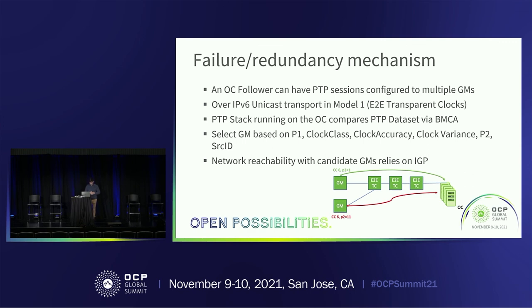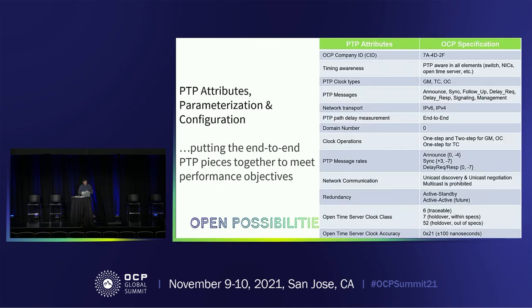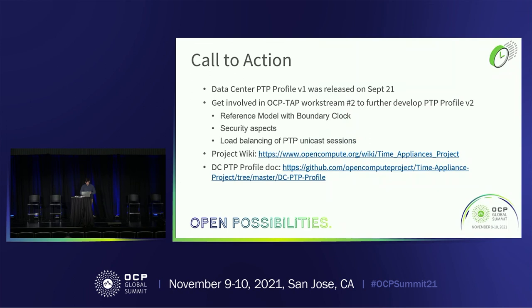The next slide, and I'm nearly at the end, we have the data center profile, which gives you a recap, which you can read on screen, of the different attributes that are provided. We know that all devices need to be time aware. We know we can run over different transports. We've got default message rates defined, which is what you have in profiles traditionally. We're using IPv6 unicast as the main mechanism here. And we have different levels of accuracy and clock classes defined. So we'll go to the last slide, which is the call to action, in the 10 seconds I've got left.